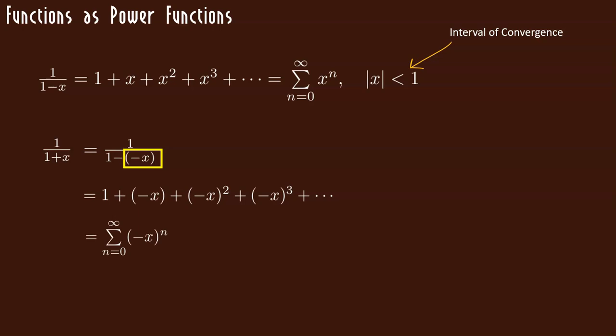the n. The interval of convergence is the same because we want the absolute value of negative x to be less than 1, but the absolute value of negative x is the same thing as the absolute value of plain old x. This summation written like that looks bad. We want to break it up a little bit. I want to be able to see that -1, pull it out. So I have -1 to the n, x to the n. So this is an alternating series. And it's equal to 1 over 1 plus x over its interval of convergence.